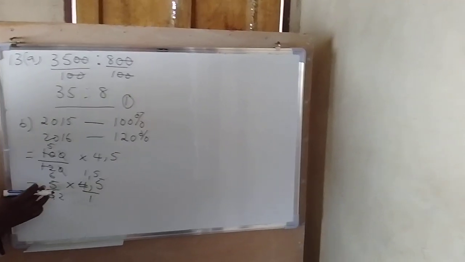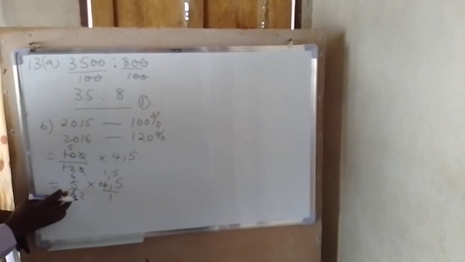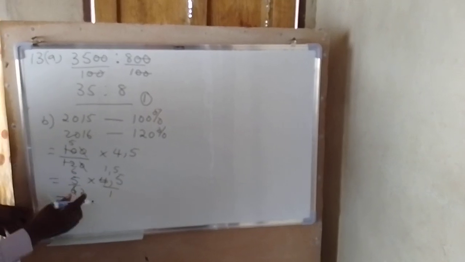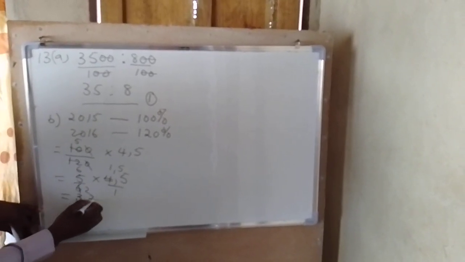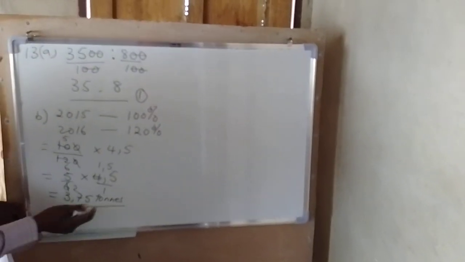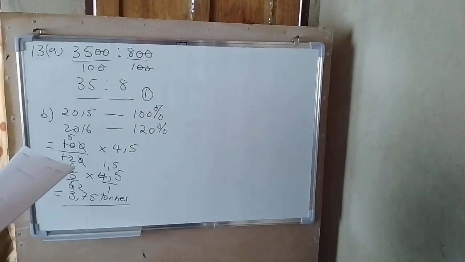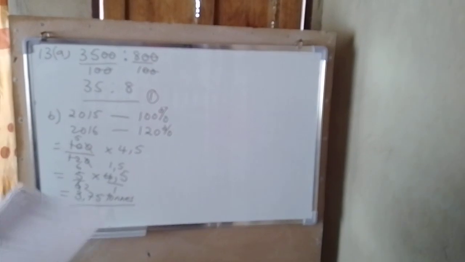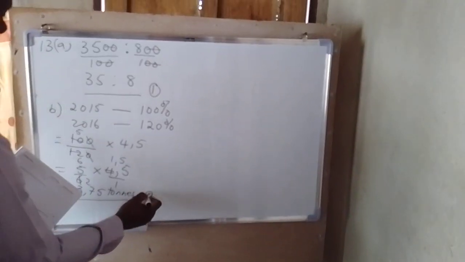1.5 by 5, you get 7.5, divided by 2, you get your 3.75 tons. So in 2015, the farmer harvested 3.5 tons. I think there's no problem there. This is for 2 marks.